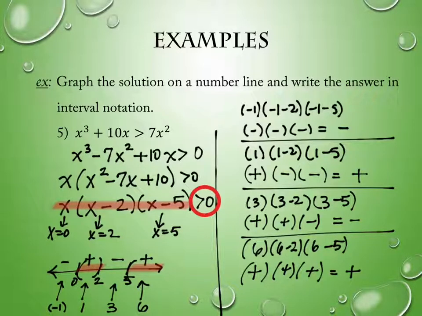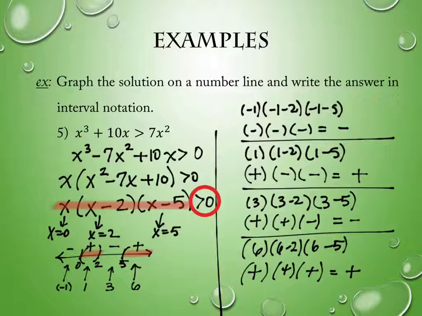So, kind of running out of space. Let me do this. So I have 0 to 2 and 5 to infinity.